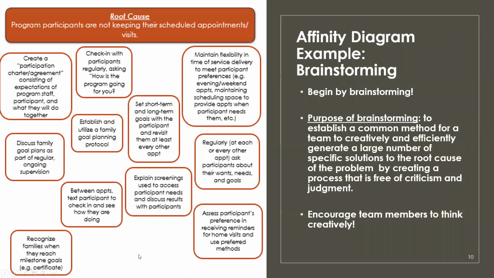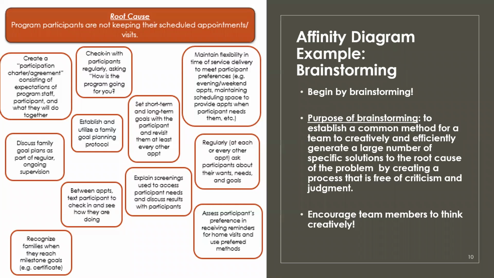So let's walk through this example. Again, the group will start with brainstorming, and for this particular affinity diagram, the team decided to focus in on the root cause of program participants are not keeping their scheduled appointments/visits. Individually, they brainstorm solutions and then they put them all out there. Some solutions included discuss family goal plans as part of regular ongoing supervision, establish and utilize a family goal planning protocol, set short-term and long-term goals with participants and revisit them at least every other appointment, and then a couple other solutions that came up from other team members.